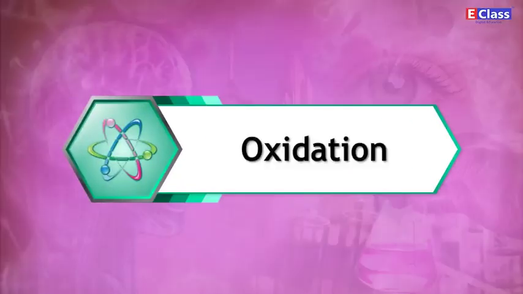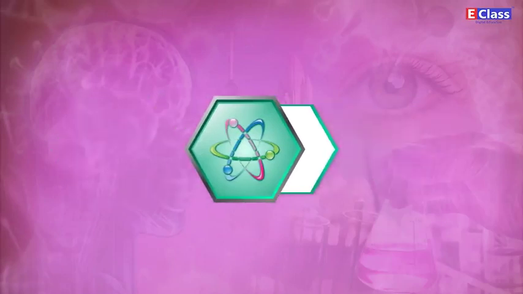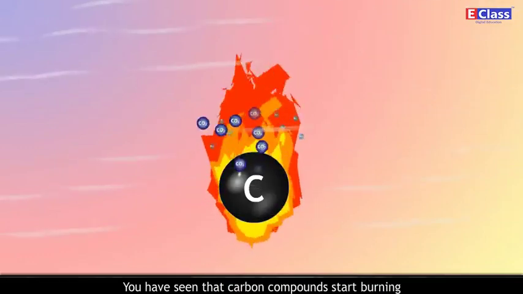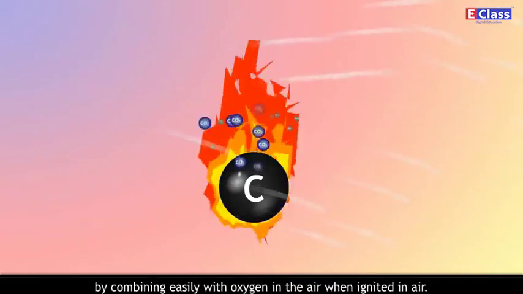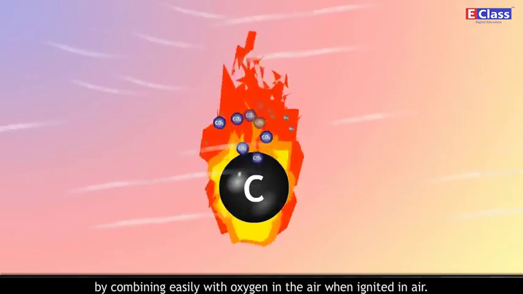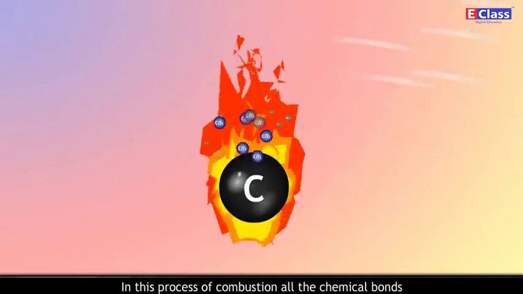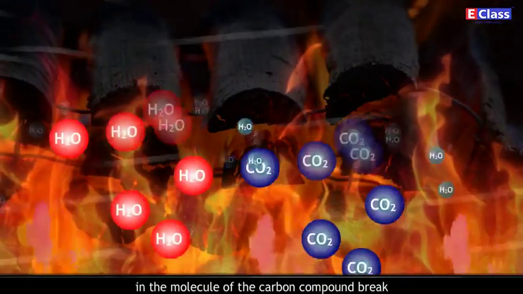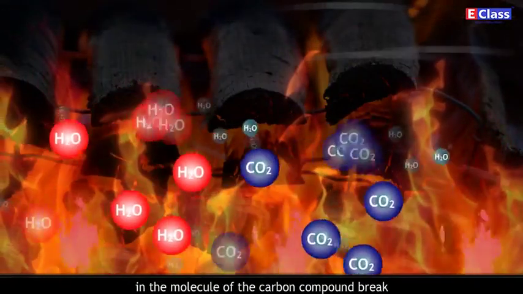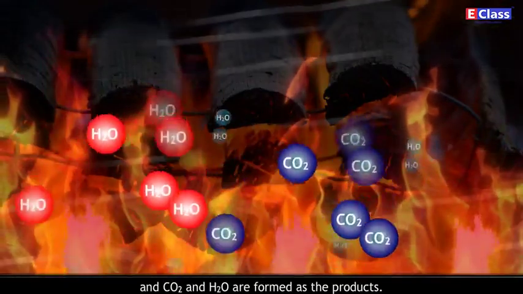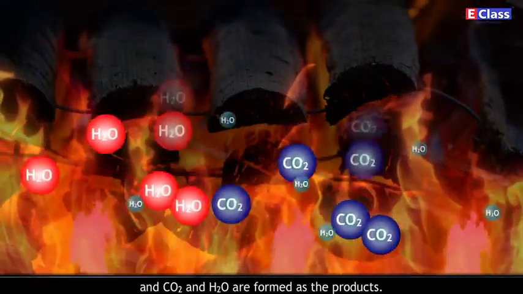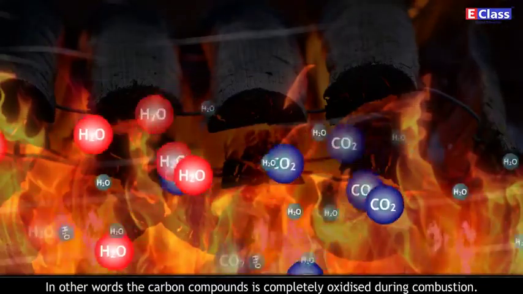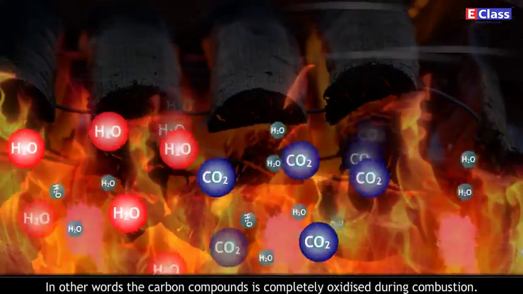Oxidation. You have seen that carbon compounds start burning by combining easily with oxygen in the air when ignited in air. In this process of combustion, all the chemical bonds in the molecule of the carbon compound break and CO2 and H2O are formed as the products. In other words, the carbon compound is completely oxidized during combustion.